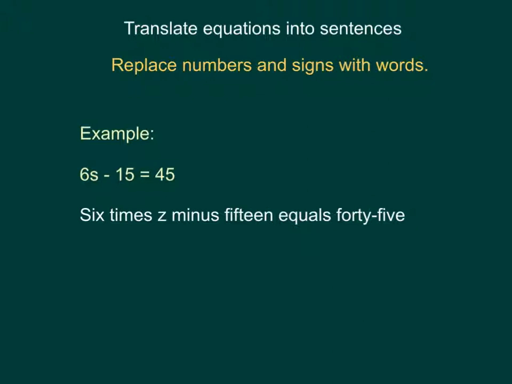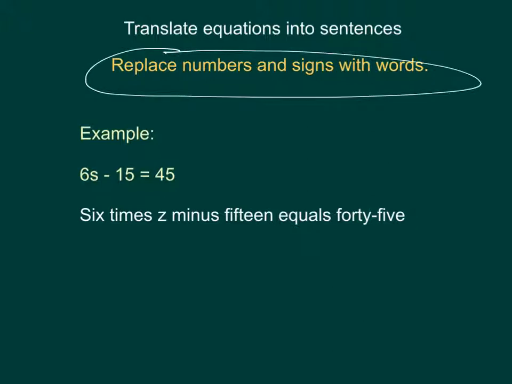Translating equations into sentences. So when we have an equation, you replace the numbers and the signs with the words. So for example, we have 6s minus 15 equals 45. So we just replaced the 6 with the word 6. And anytime that we have a number next to a variable, we know that means times. And I actually, accidentally swapped the s and the z, but you can just say s here, or you could just say a variable. And then minus 15 equals, I just use the word equals, 45.